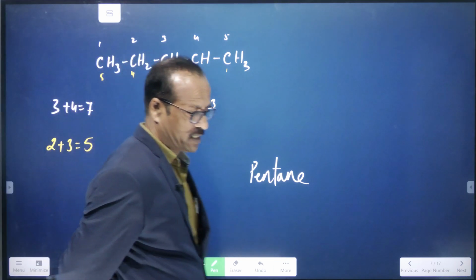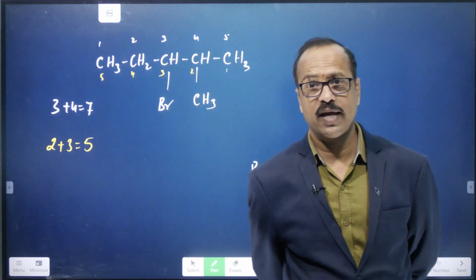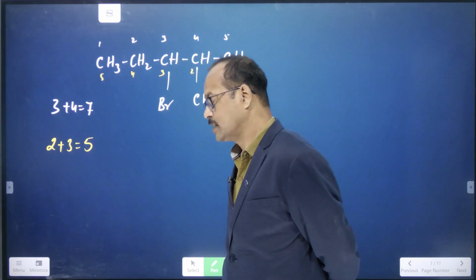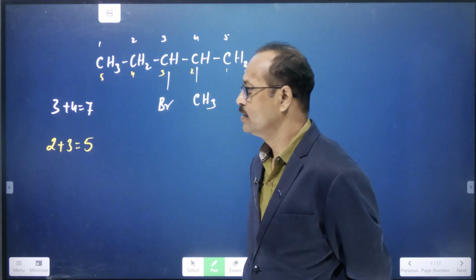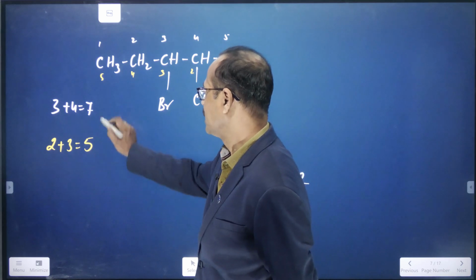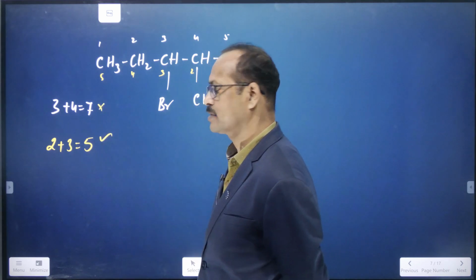Now what I said, least sum rule. Least sum rule means what? When I add the substituents' positions, the carbons to which they are attached, then I should get the least. So here 7, here it is 5. So this is wrong, this is correct.